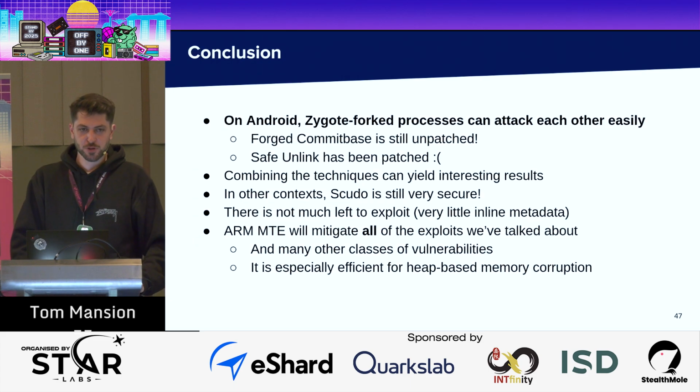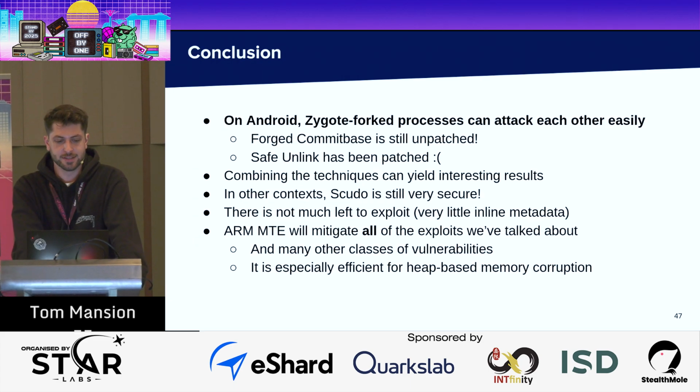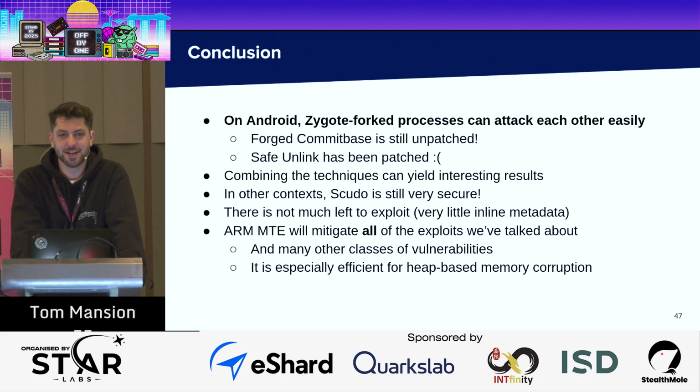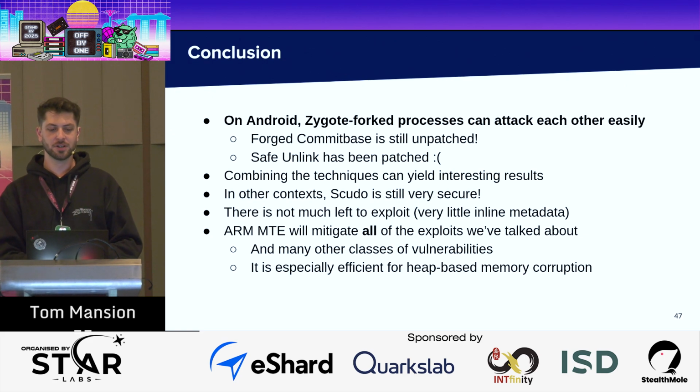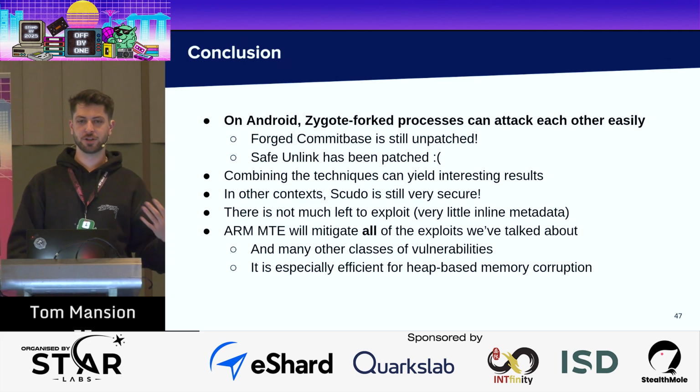So as a conclusion, on Android, Zygote forked processes can attack each other quite easily. One of the two techniques I've presented was patched, but if we combine the two, we can still get interesting primitives. Just as a reminder, in other contexts, when we're not in the context of Zygote forks attacking each other, Scudo is still pretty secure, right? There's a lot of security mechanisms that are there to make exploitation harder.